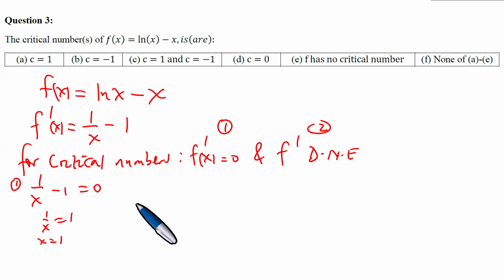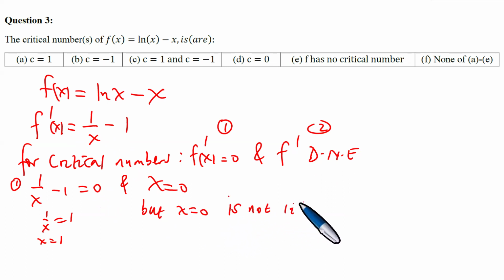Now, simultaneously, we're going to be looking at the part where this does not exist. Where the derivative does not exist, where does it not exist? It does not exist whenever the denominator is 0. We note that it's not defined when x is 0, but x equals 0 is not in the domain. Remember, we need to find the critical numbers, but x equal to 0 is not in the domain.